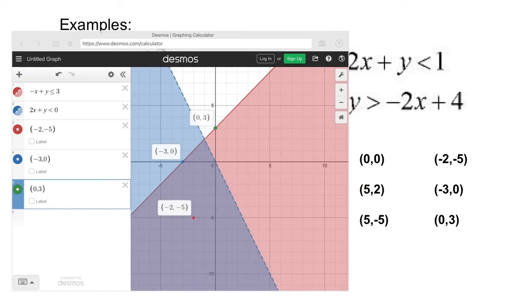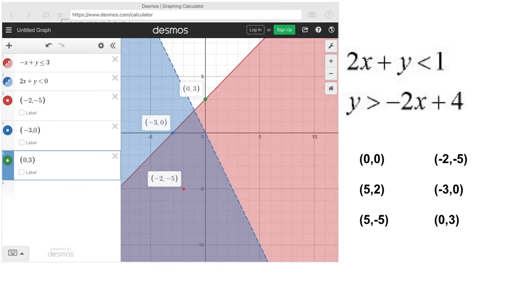All right, let's do the same thing with these next ones. So 2x plus y is less than 1. y is greater than -2x plus 4. Okay, there's what I have graphed.